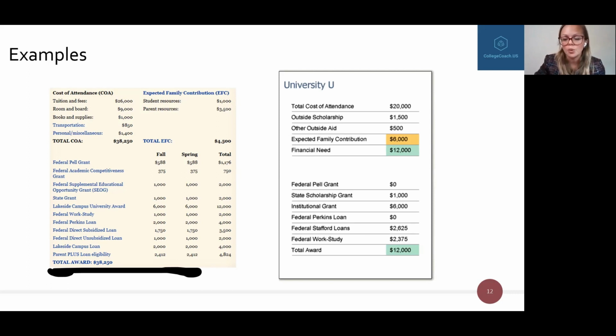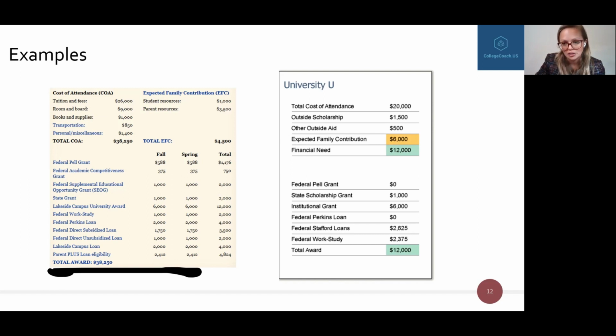So it looks like they didn't qualify for Pell. They're getting a state scholarship, an institutional grant, which again, what is that? What does that actually mean? And then some Stafford loans. And so their total award actually covers 100% of their need.